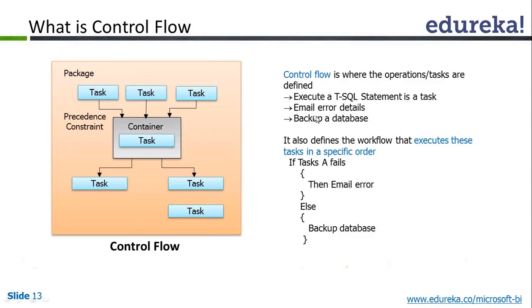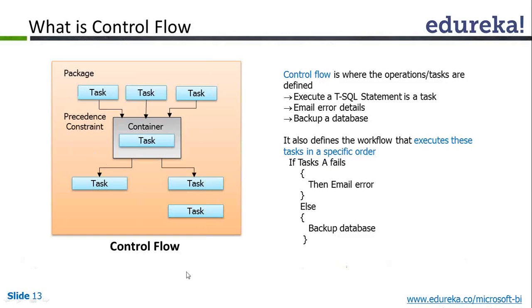Okay, and you can email error details using the sendmail task or some logging events. You can back up a database. These are the few things I've given in the slide, but it does not restrict to that, right? It also defines a workflow that executes these tasks in a specific order. So if task A fails, then send an email, or if task A does not fail, just back up the database. So you can do things in a specific manner.